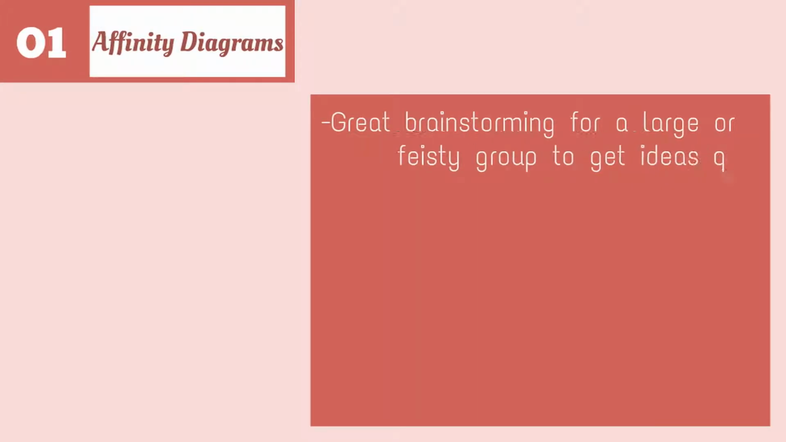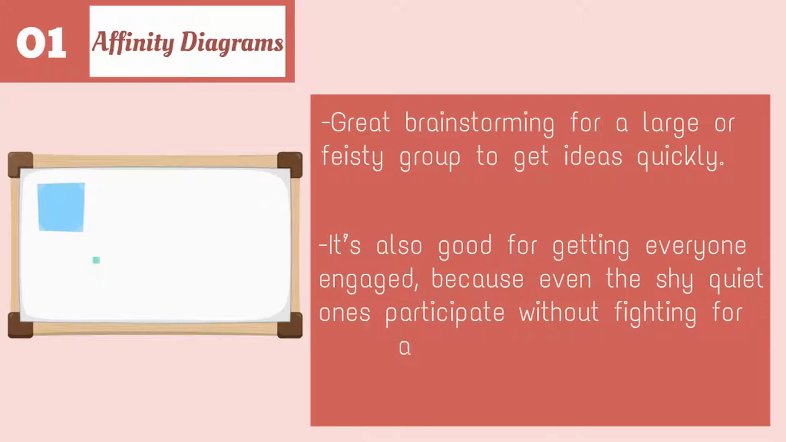1. Affinity Diagrams. Great brainstorming for a large or feisty group to get ideas quickly. It's also good for getting everyone engaged, because even the shy, quiet ones participate without fighting for a voice.